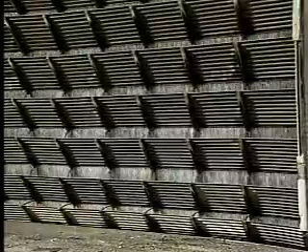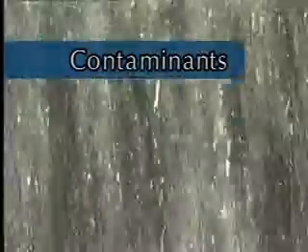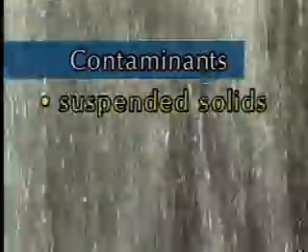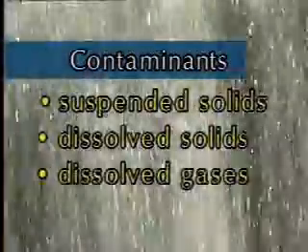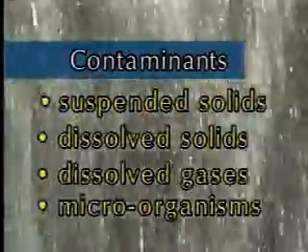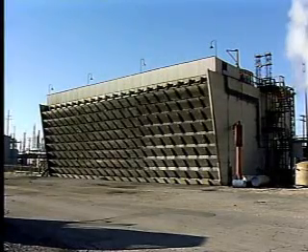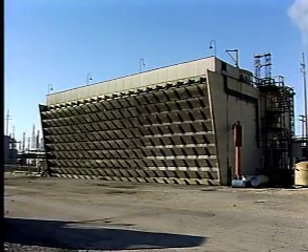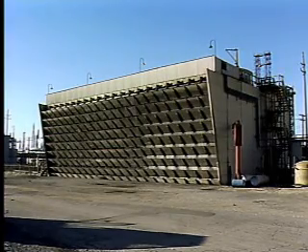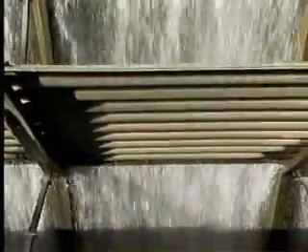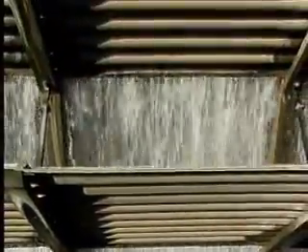All cooling water contains contaminants. The contaminants in cooling water can be divided into 4 broad groups: suspended solids, dissolved solids, dissolved gases, and microorganisms. Suspended solids are solid particles that are trapped in the cooling water. One source of these particles is air. Dust and dirt can be carried into the tower by the air passing through it. These particles become trapped or suspended in the cascading water.